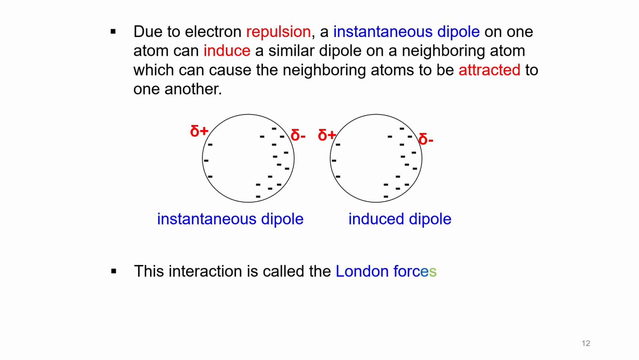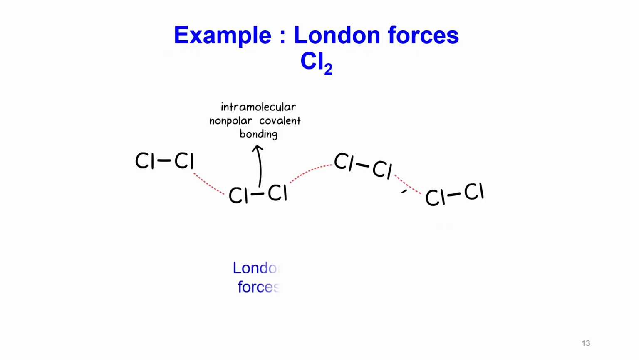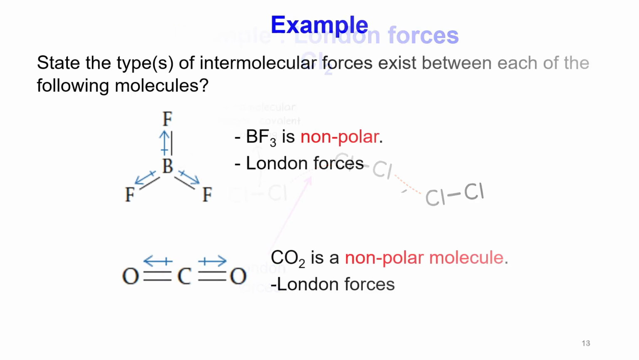So this interaction is called the London forces or dispersion forces, and is only significant when the atoms are very close to one another. Dia cuma wujud sekiranya this non-polar molecule berada pada keadaan yang rapat. So this is an example of London forces in chlorine. Chlorine is a non-polar molecule. So non-polar and non-polar, dia akan ada London forces.